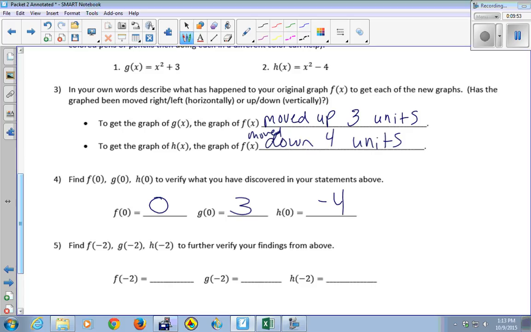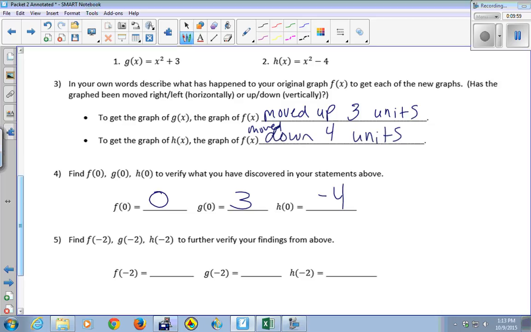Let's see if the relationship holds for -2. Okay, f of -2 would be what? 4, because -2 squared is 4. G of -2, if you put a -2 into this formula, you get 7. And h of -2, put a -2 in here, and you get 0. So let's see if this holds. It should be that if I add 3 to my f of x value, I get my g of x value, right? 4 plus 3 is 7, right? And I should be able to subtract 4 from my f of x value and get my h of x value. And 4 minus 4 is 0.